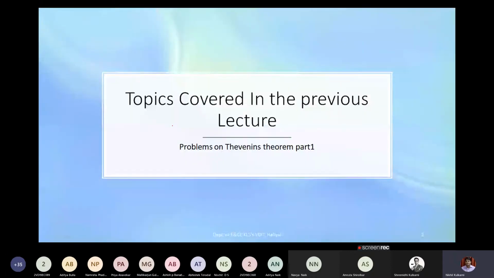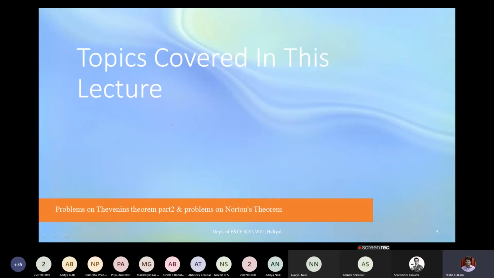In the last class we discussed various problems based on the Thevenin's theorem concept. In that I had considered only circuits having DC excitation, only DC voltage sources or DC current sources, along with independent and dependent variables. In today's class, we shall continue the Thevenin's theorem problems, which I will call part number 2, and a few problems on Norton's theorem.